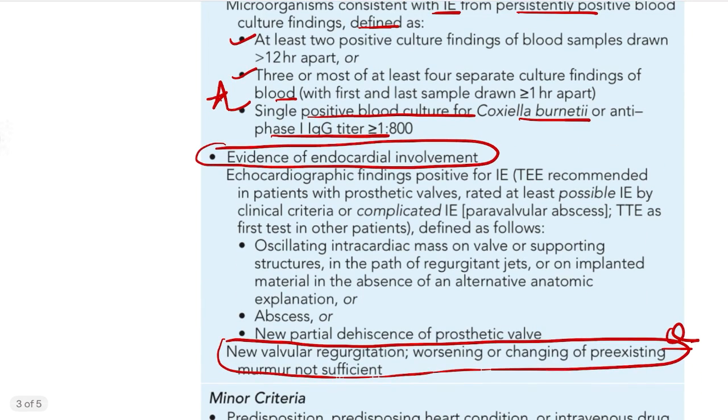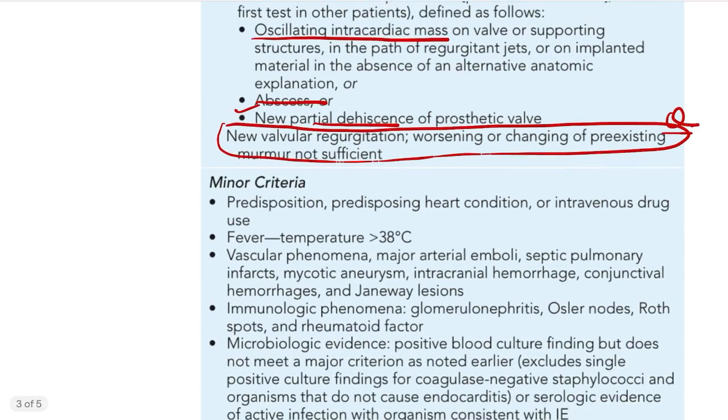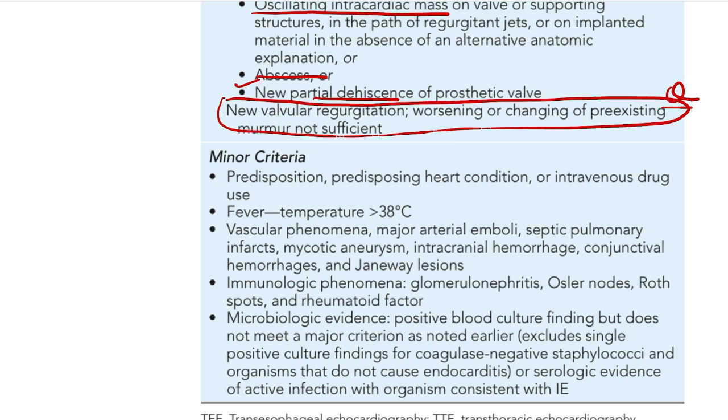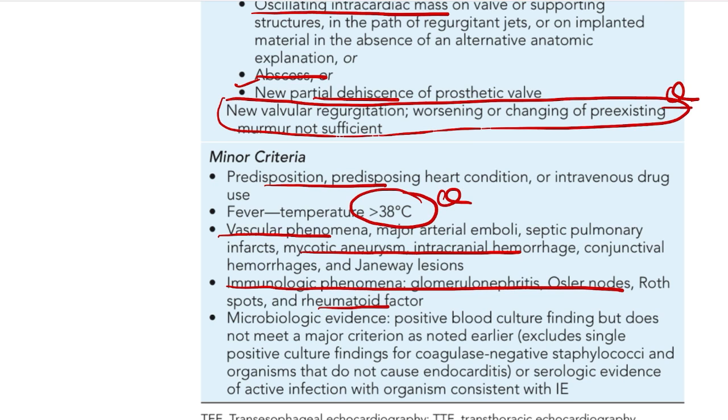Okay, evidence of endocardial involvement, this is also important. In this condition, you'll do an echo and you'll see an oscillating intracardiac mass, okay, abscess, and new partial dehiscence of a prosthetic valve. Minor criteria, just remember: predisposing condition, temperature more than 38, just remember this temperature criterion. Vascular phenomena like septic pulmonary infarct, mycotic aneurysm, intracranial hemorrhage. Immunological phenomena like glomerulonephritis, Osler nodes, Roth spots and rheumatoid factor. And microbial evidence like positive blood culture finding but does not meet the major criteria.